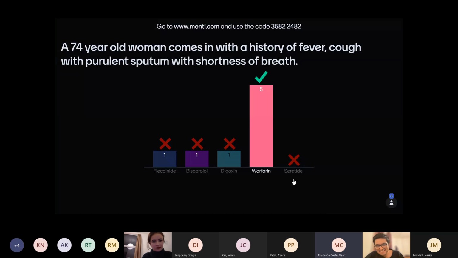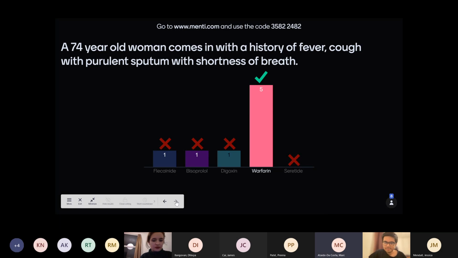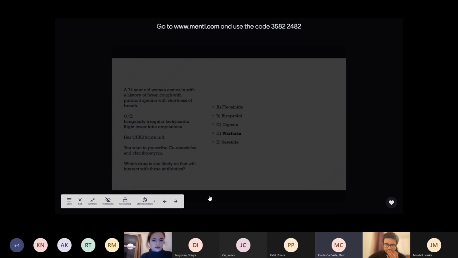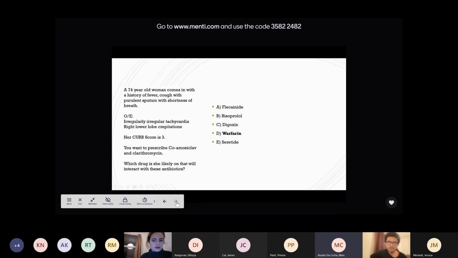Very good, very good. Why would you be careful about giving her clarithromycin if she's on warfarin? Yeah, exactly. Warfarin interacts with everything. So does clarithromycin, effectively, because they're both CYP450 inhibitors.